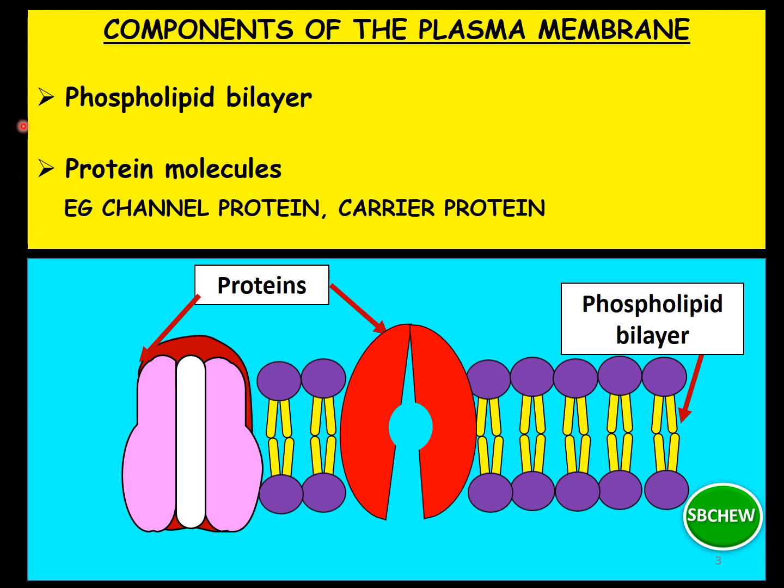In the last video, we have studied the components of the plasma membrane, which includes the phospholipid bilayer, protein molecules, glycolipids and glycoproteins, and cholesterol. In this video, we'll focus on the phospholipid bilayer and the protein molecules and their function in the transport of substances across the plasma membrane. So we'll also discuss the functions of these two types of proteins, which are channel proteins and carrier proteins.